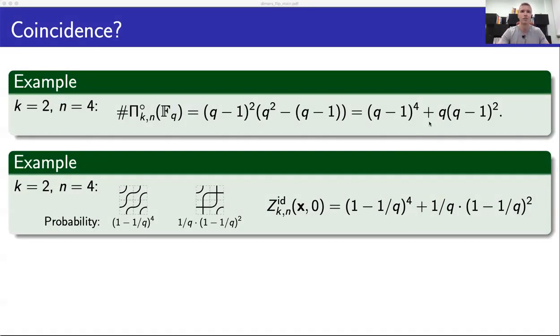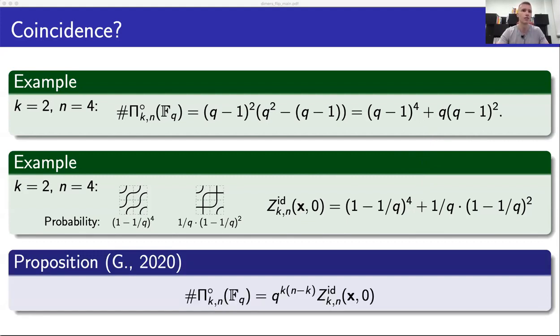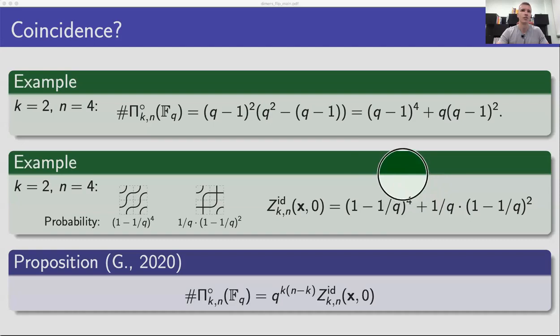These formulas look kind of similar. If you look closely, they're actually very similar. And that is not a coincidence. So that's a result. The result is that you can obtain the point count in the Positroid variety as just q to the dimension of the Grassmannian times the probability of the identity permutation when y is equal to 0.